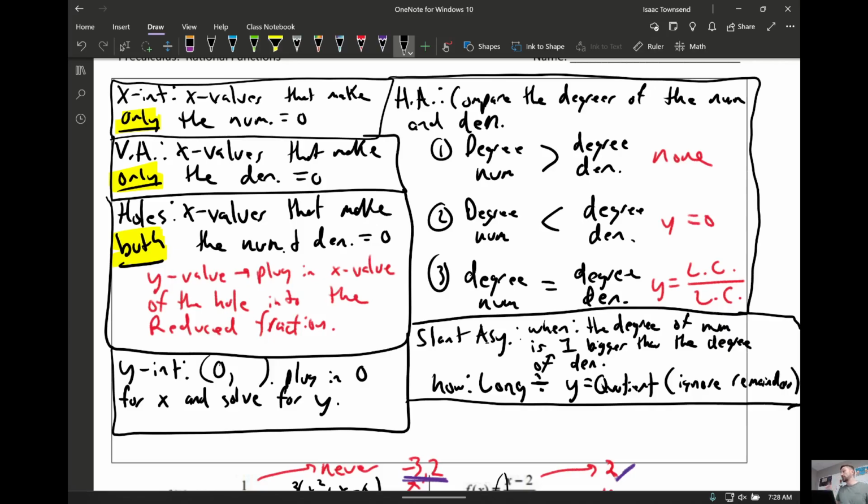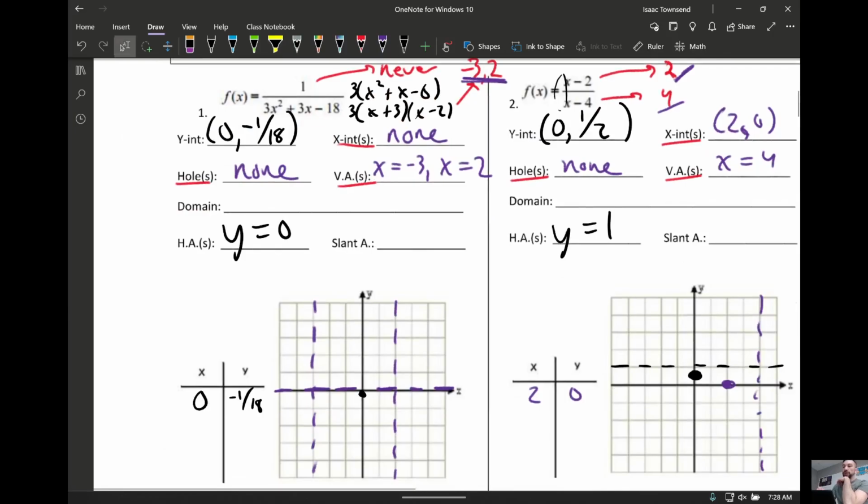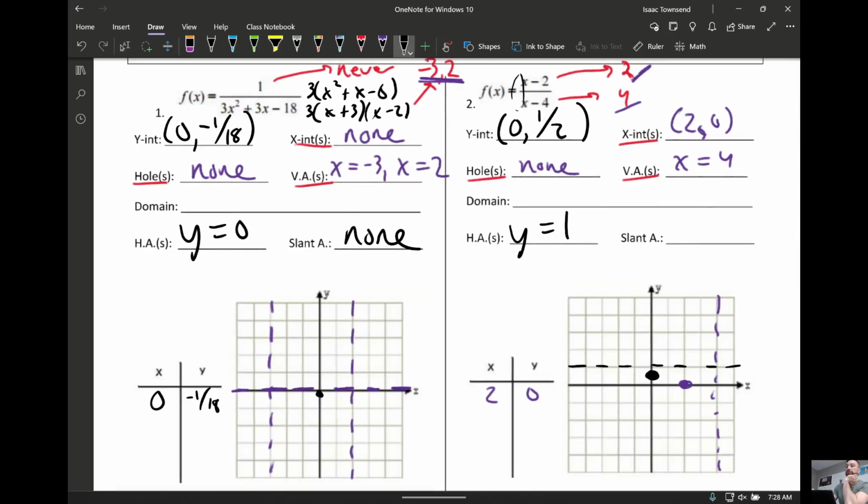Okay, so let's look at questions until we find one that has that so that we can look at it and make sure we do one of those together at the beginning. Probably should have done the same thing with holes, but we did do that together last time. So, question 1, the degree of the numerator is not 1 bigger than the degree of the denominator, so there is no slant asymptote. Question 2, the degree of the numerator is not 1 bigger than the degree of the denominator, so no slant asymptote.